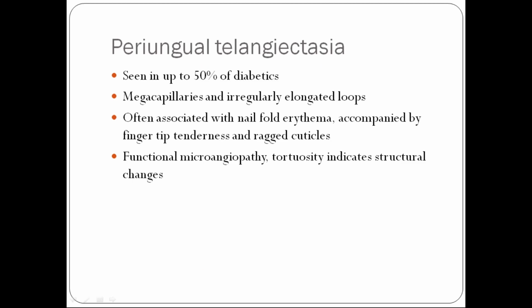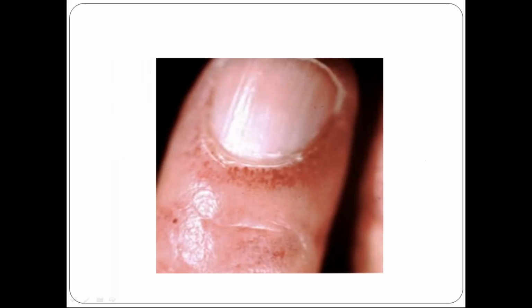Next is periungual telangiectasia. It's usually seen in 50% of diabetics. Megacapillaries and irregular elongated loops are seen, often associated with nail fold erythema and accompanied by fingertip tenderness and ragged cuticles. And also the functional microangiopathy tortuosity indicates structural changes. You can see the ragged cuticle, and also the nail fold erythema is present.